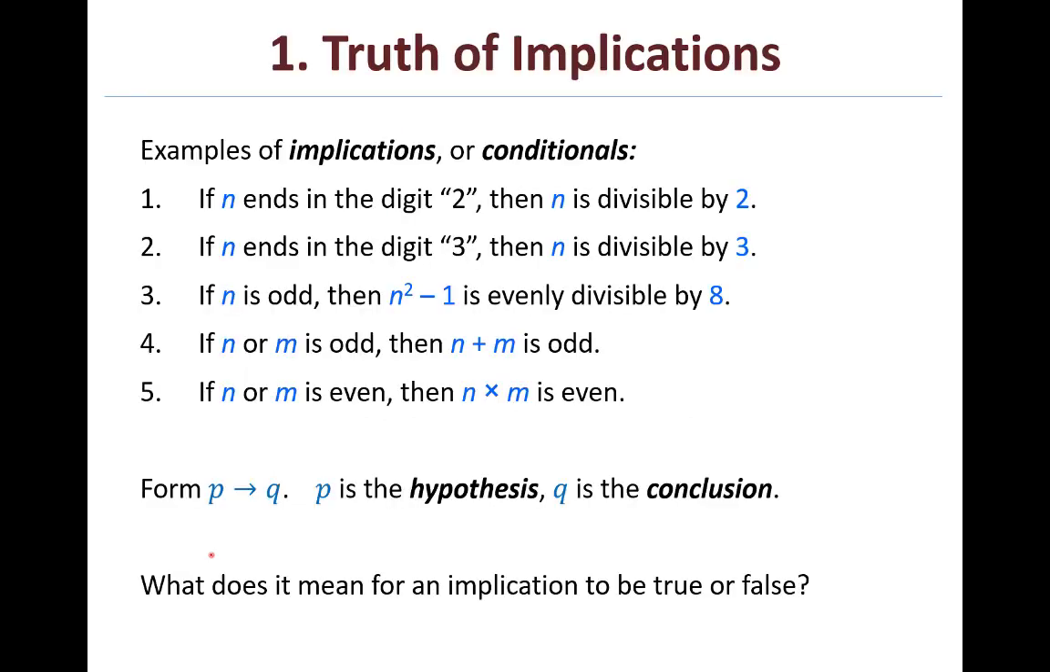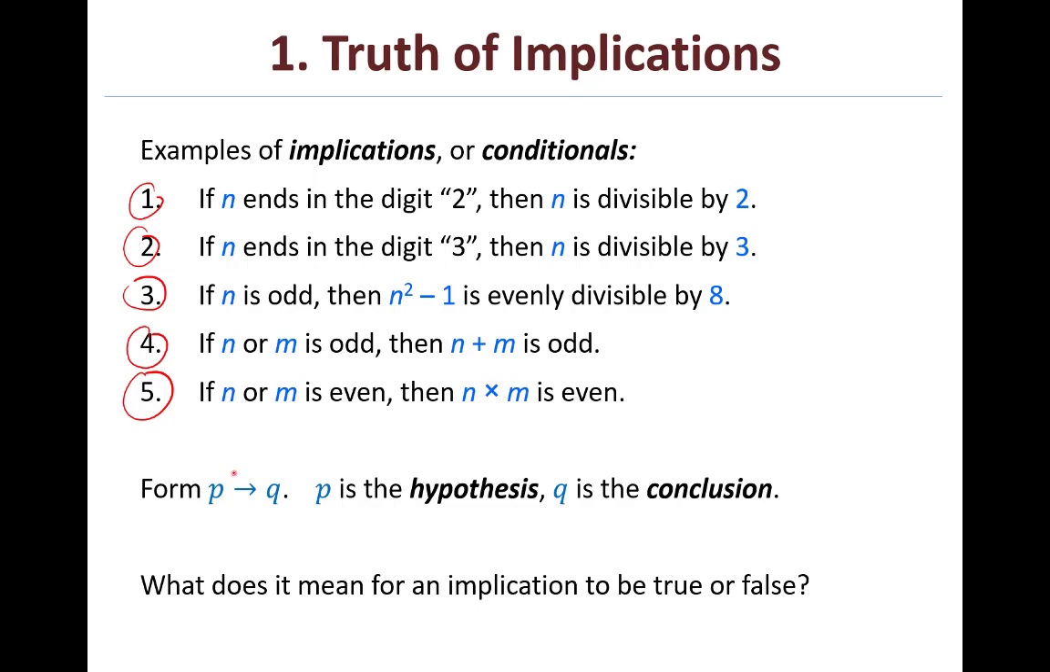So here are some examples of implications, also called conditionals. These are all if-then. If n ends in the digit 2, then n is divisible by 2. If n ends in the digit 3, then n is divisible by 3. If n is odd, then n minus 1 is evenly divisible by 8. If n or m is odd, then n plus m is odd. If n or m is even, then n times m is even. Some of these are true, some are false, and some you might not be able to determine whether it's true or false. But they all have this form, if then.